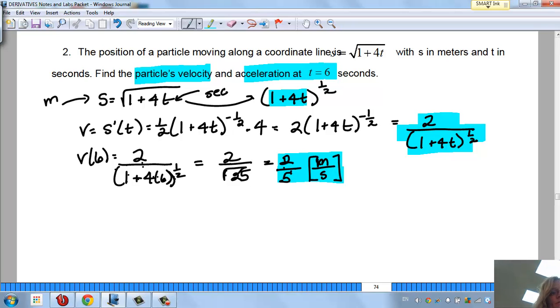Now it wants us to do the acceleration. Well, the acceleration is the derivative of the velocity, so I have to take the derivative of the velocity. Right here is the velocity. I could do the quotient rule or the product rule, whatever you want to do. I personally would do it this way, because then you do the power rule. If I take the negative half times 2, that's going to be negative 1. Don't touch what's inside.